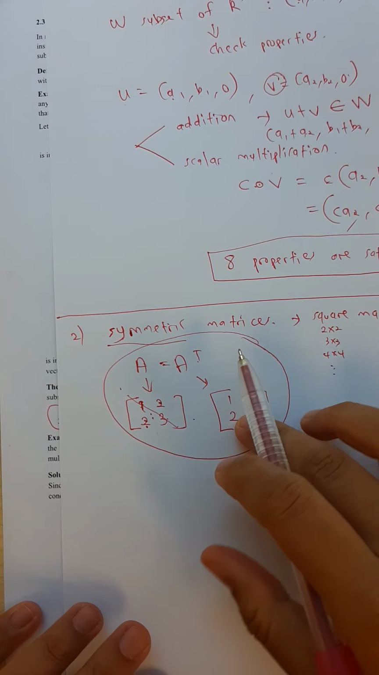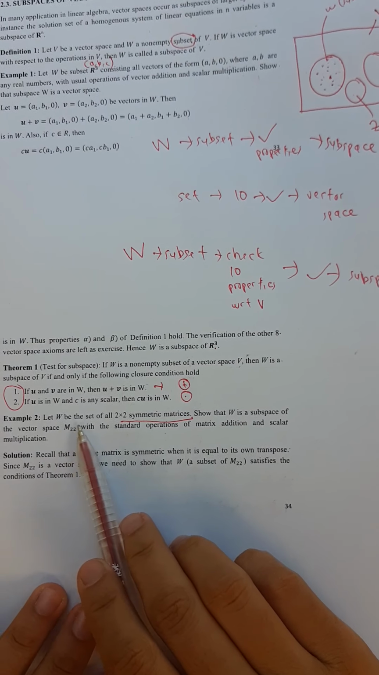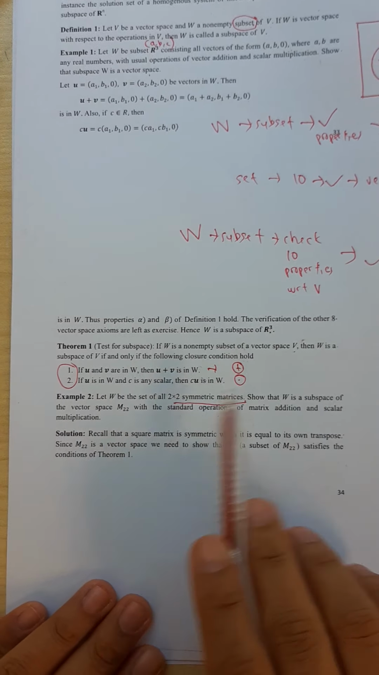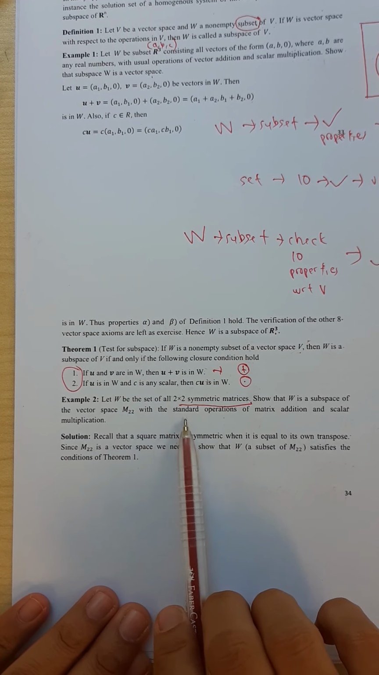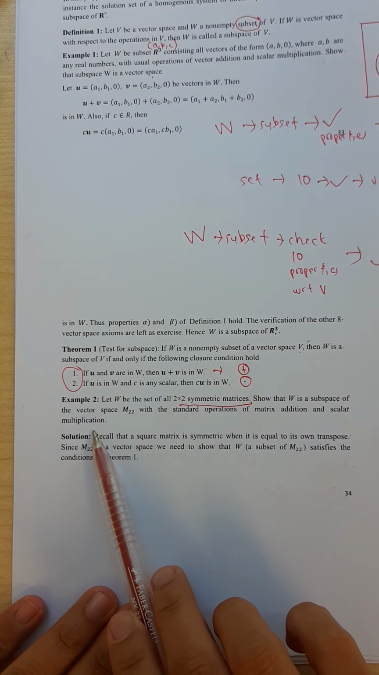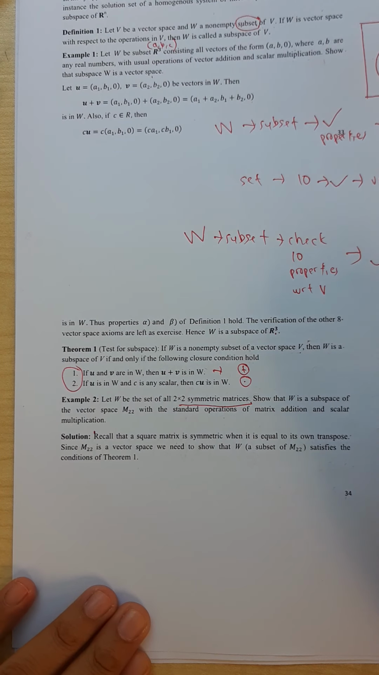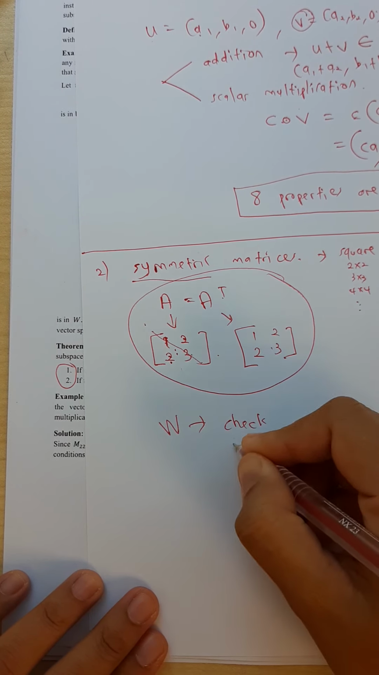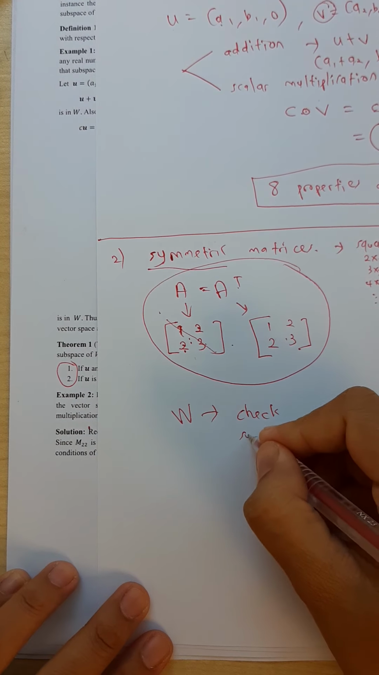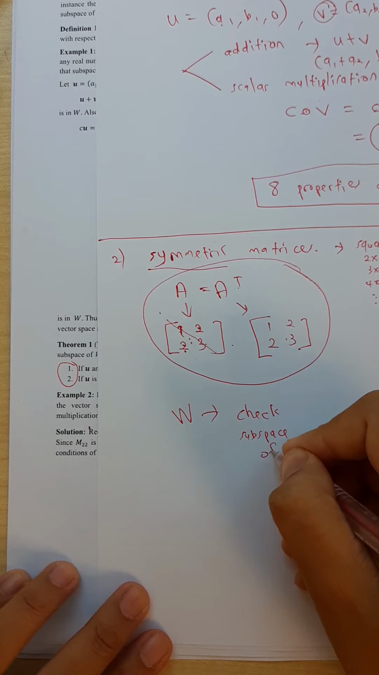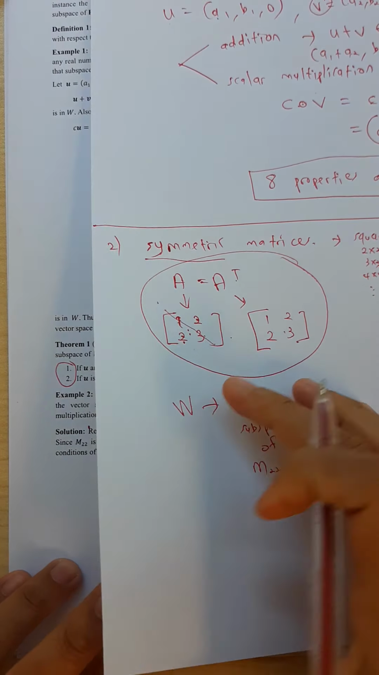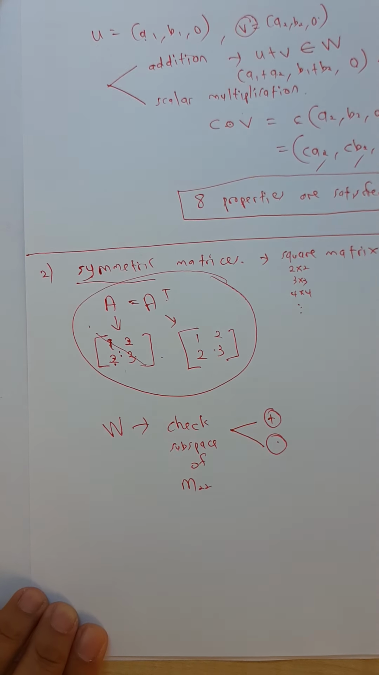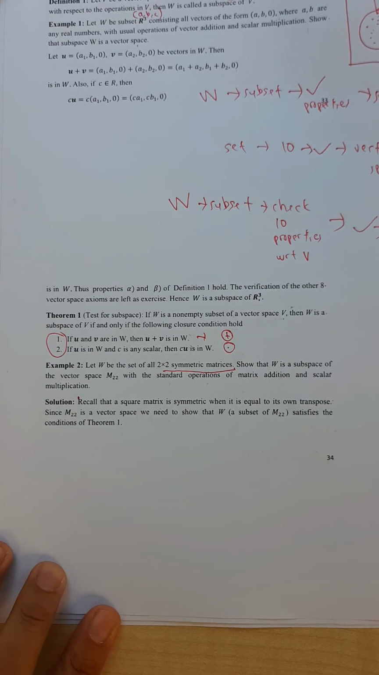Alright, so now that you know the definition, let's go back to the example. Let W be the set of all 2 by 2 symmetric matrices. Show that W is a subspace of the vector space M22 with standard operations of matrix addition and scalar multiplication. So you are given W, and the question wants you to check if it is a subspace of M22 with the standard operations. There are two things for you to check: the addition and also the scalar multiplication. Let's have a look at the solution.